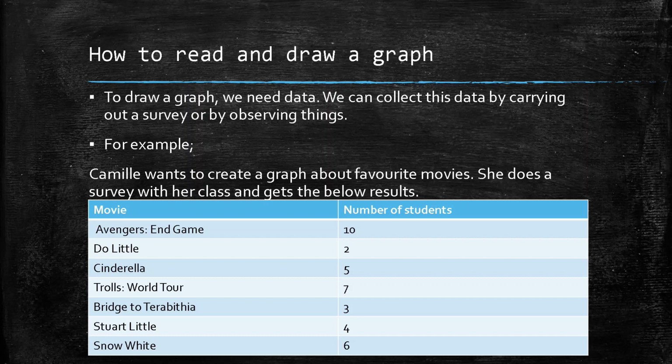Here, Camille has collected some data on favorite movies. She has carried out a survey among her classmates. You can conduct a survey among your friends and family as well. Look at Camille's results. 10 students like Avengers Endgame, 2 students like Dolittle, 5 students like Cinderella, and etc.